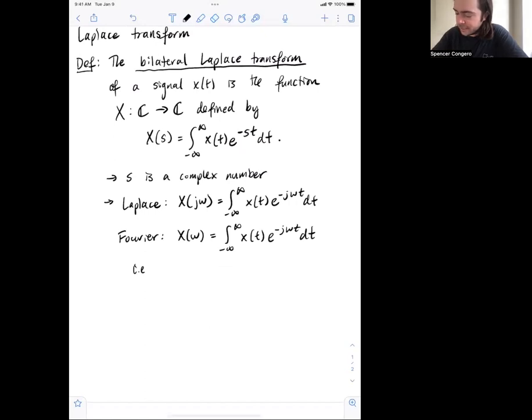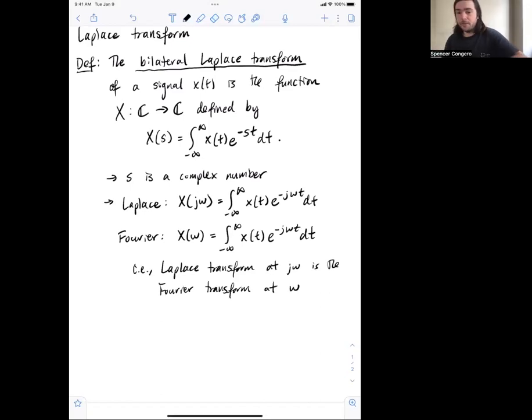That is, the Laplace transform at j omega is the same as the Fourier transform at omega. So if you know the Laplace transform, plug in j omega, and there you go, you get the Fourier transform at that omega value.